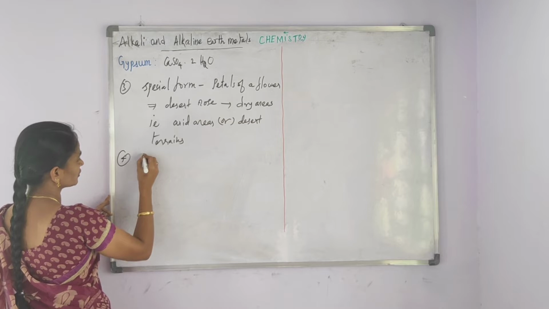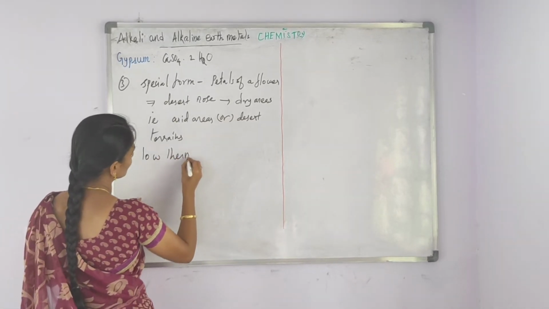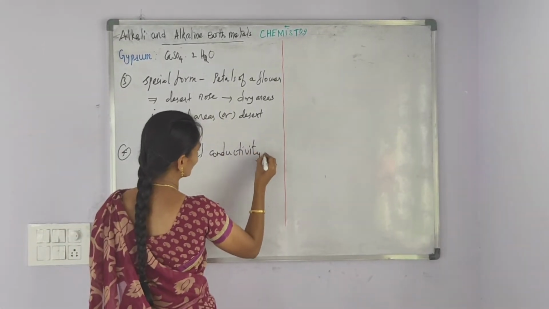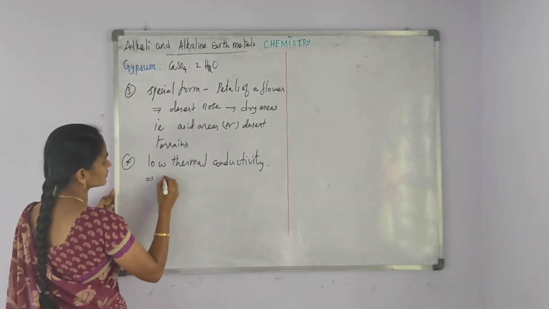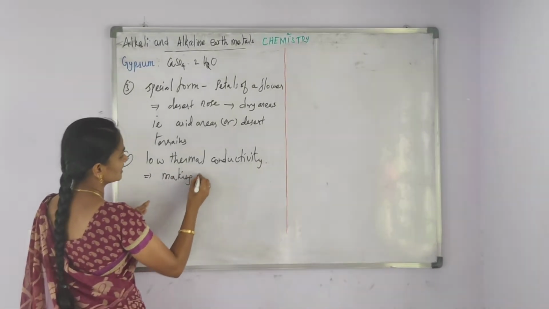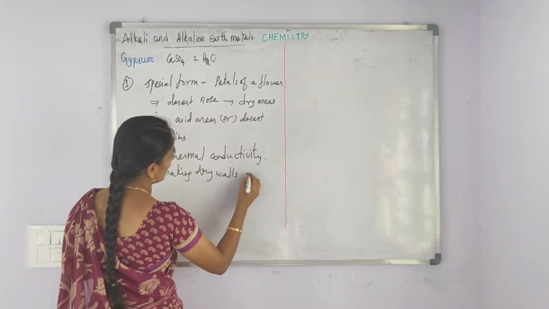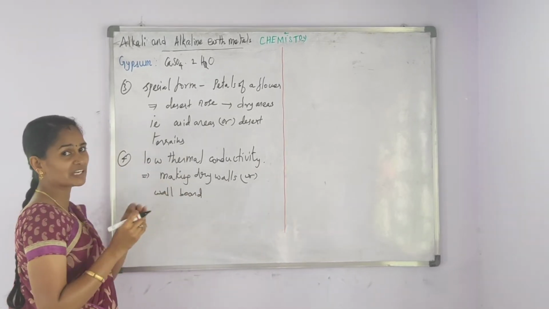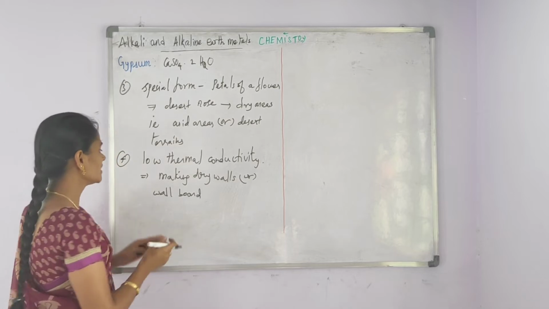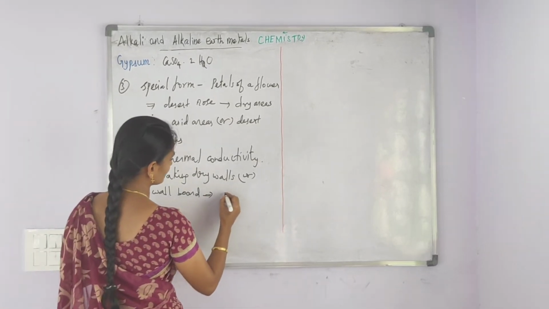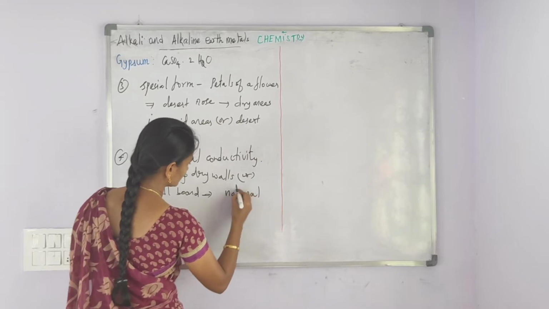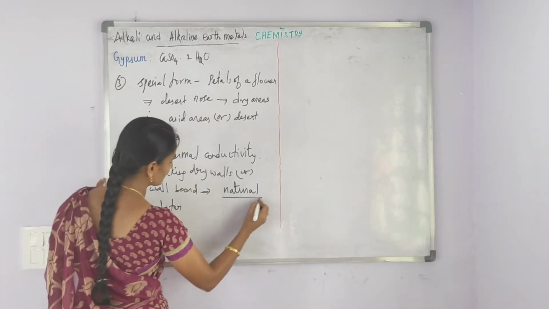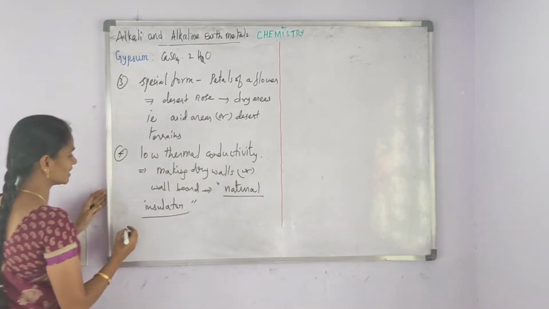And then gypsum possesses low thermal conductivity. So gypsum is used in making dry walls or wall boards. Due to the low thermal conductivity of gypsum, gypsum is referred to as a natural insulator.